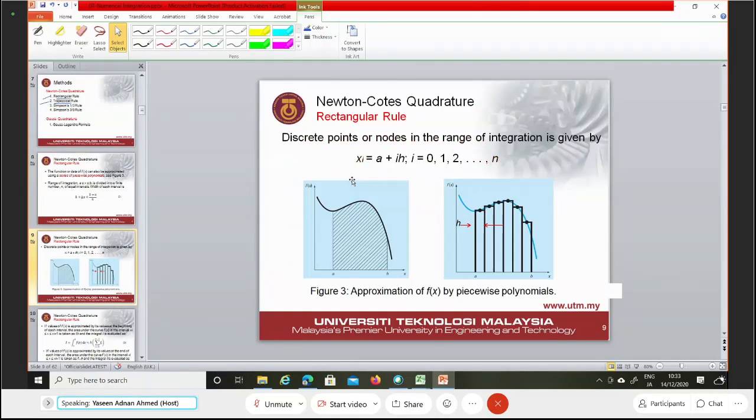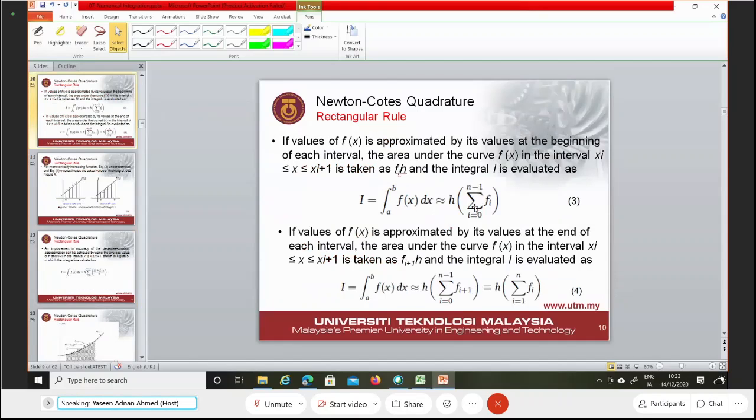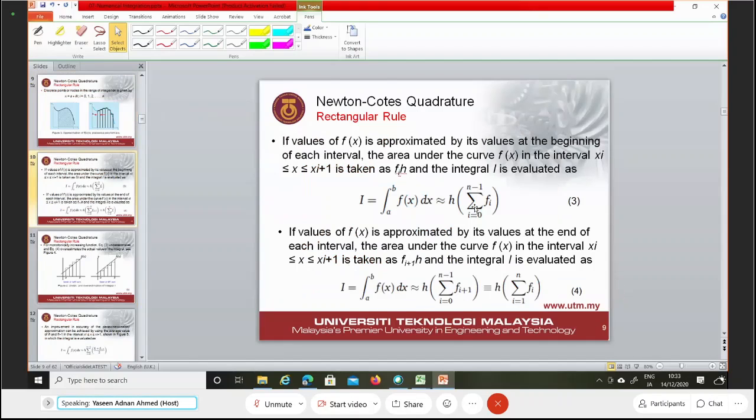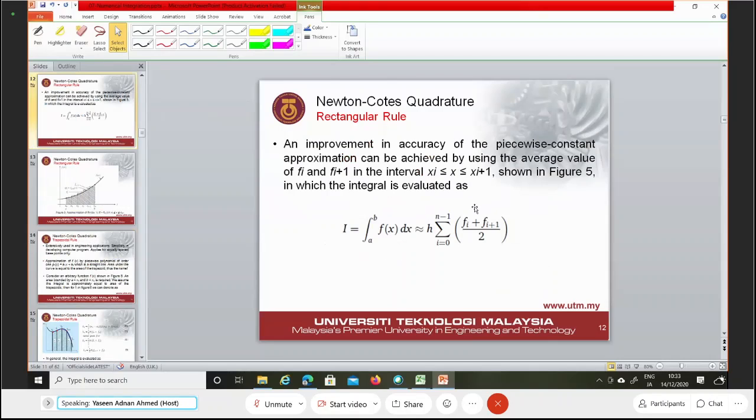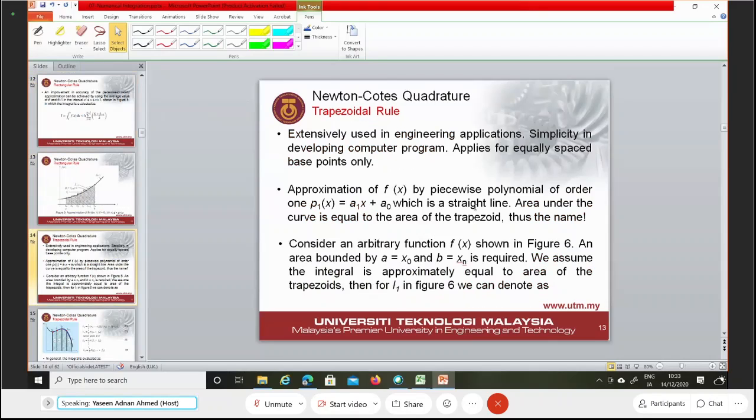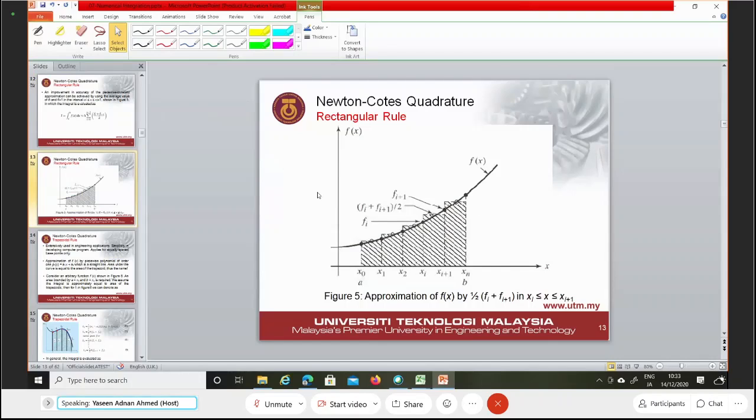As I said, if you consider the left side or right side, we are under predicting and over predicting. So we try to consider the average values. I'm not going into details for this part, as I already explained this one in my video. So I go to the problem directly. I will try to solve some problems. These are explaining when we are considering the average values, when we consider the rectangular rule.